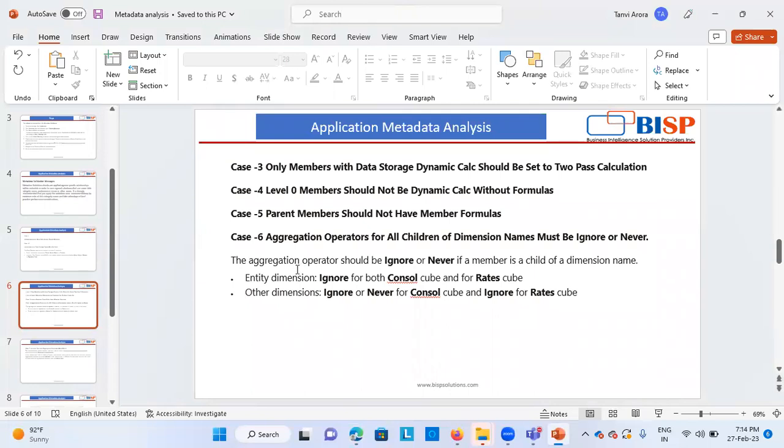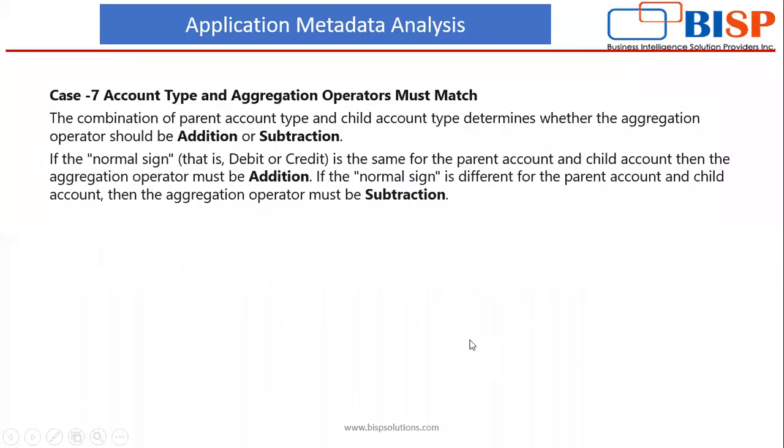And also the aggregation operator should be ignore or never if a member is a child of a dimension name. So for the Entity dimension, ignore for both the Consol cube and the Rates cube. And for other dimensions, ignore or never for the Consol cube, and ignore for the Rates cube. Okay. Then moving ahead with the next case, which is the seventh case basically.